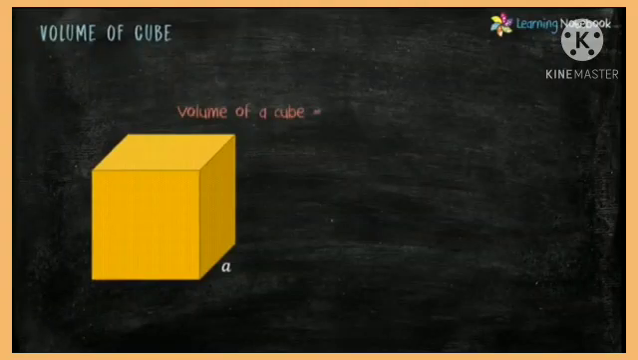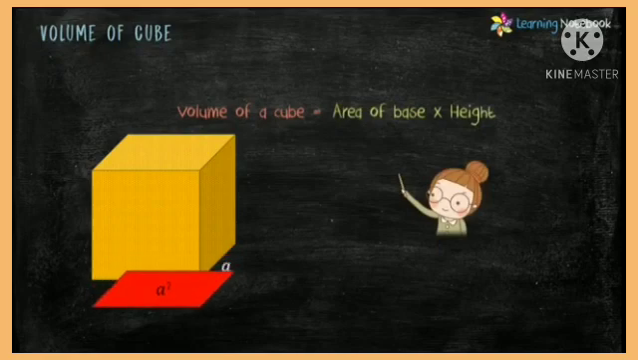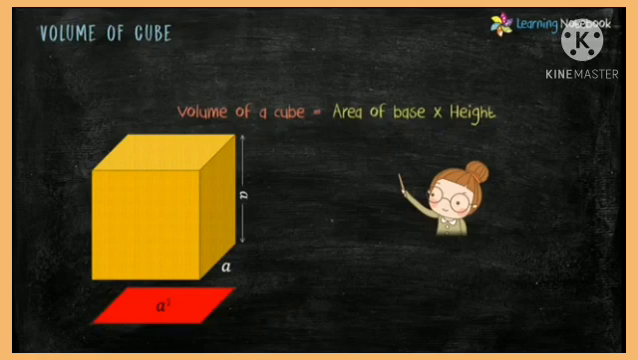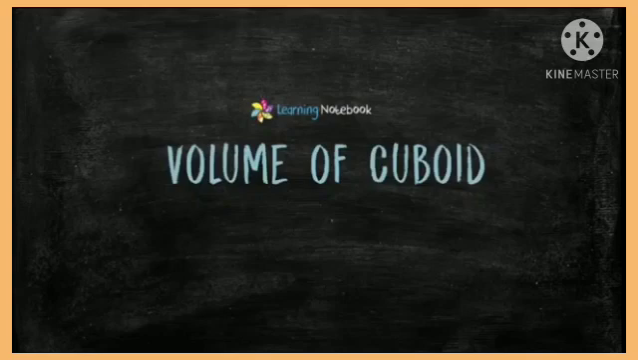Volume of a cube equals to area of base into height. Area of base is a square and height of cube is a. Therefore, volume of a cube equals to a cube. Now, let's see what is volume of cuboid.